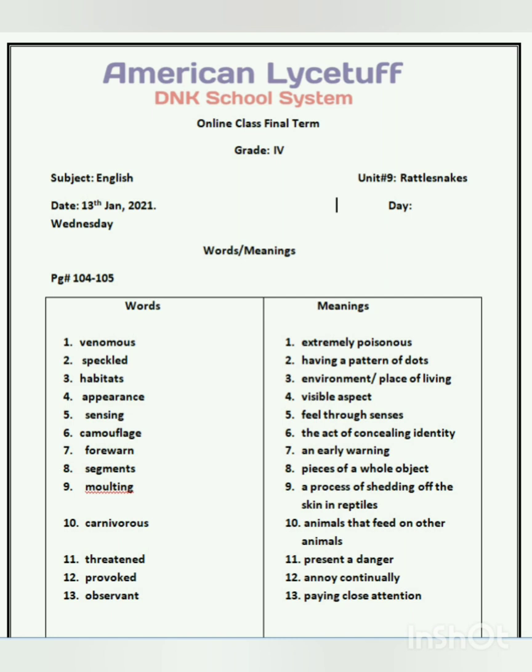Okay, so these were all the word meanings which we have done in this chapter. What you have to do is make sentences of these words, which you have already done in your notebooks.